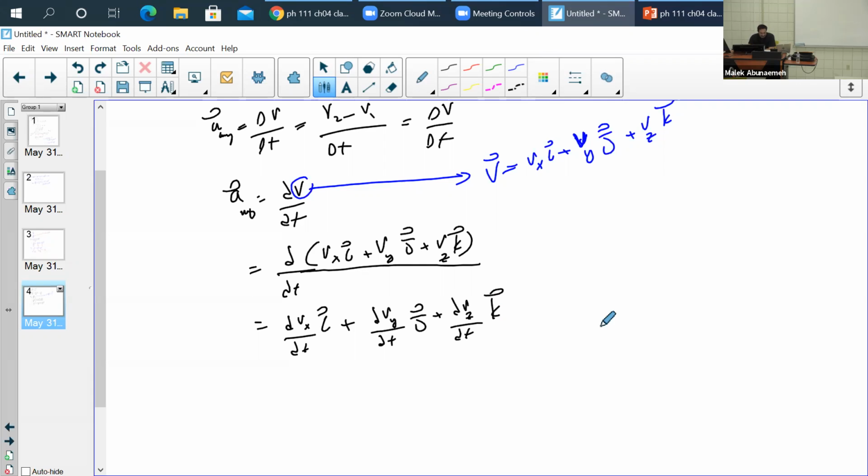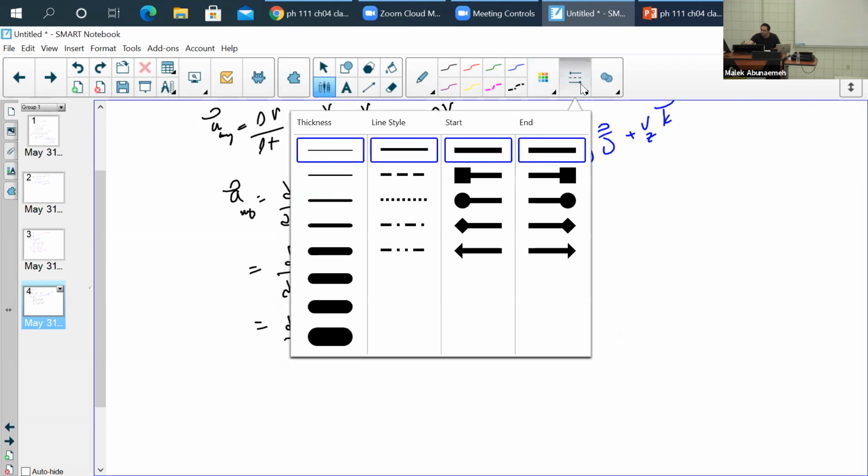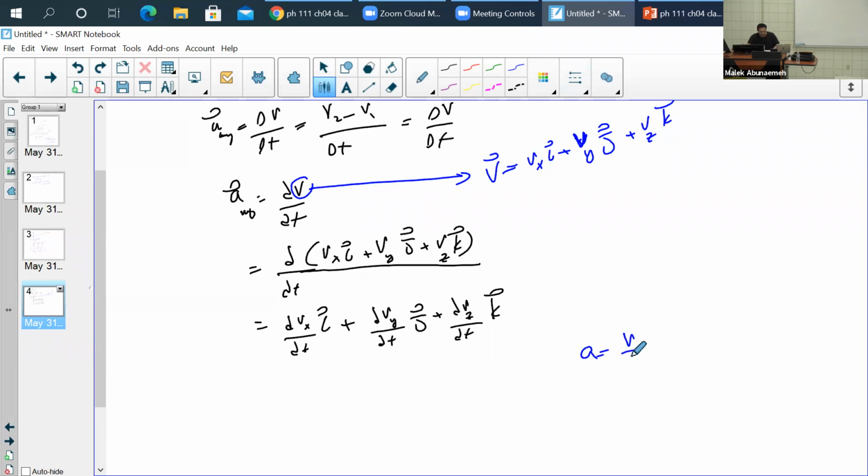Well, again, we define the acceleration as your velocity over your time. Actually, let me write this down in a different color. We define the acceleration as your velocity over your time. So basically, we got your dvx over your dt, that's your acceleration in the x direction, dvy over dt is your acceleration in the y direction, dvz over dt, that's your acceleration in the z direction.